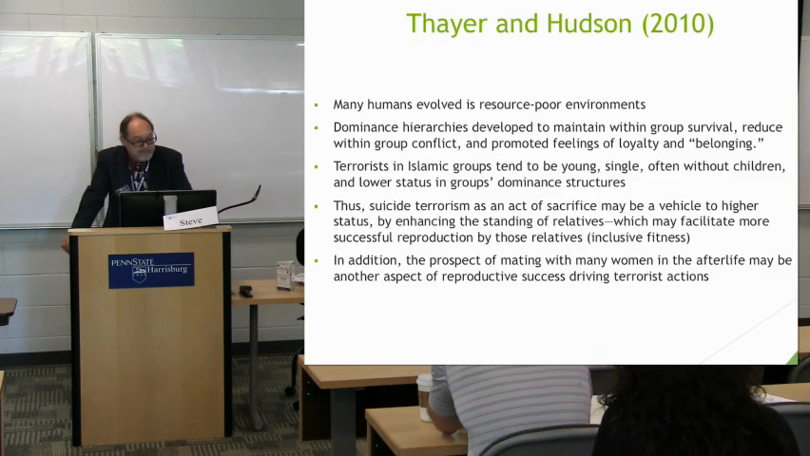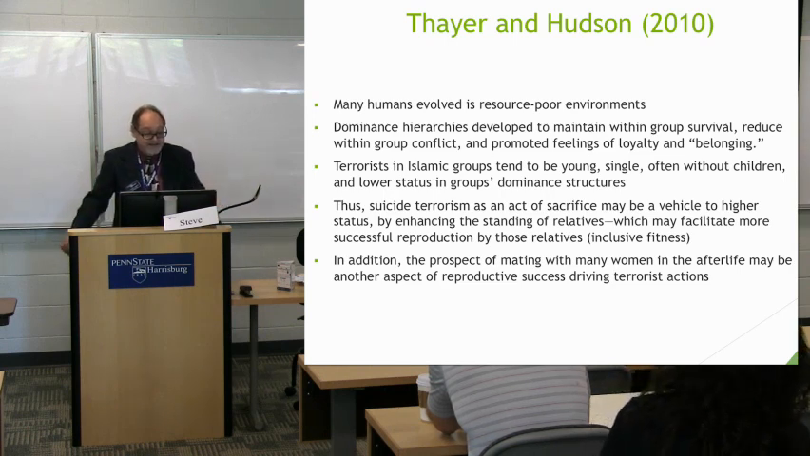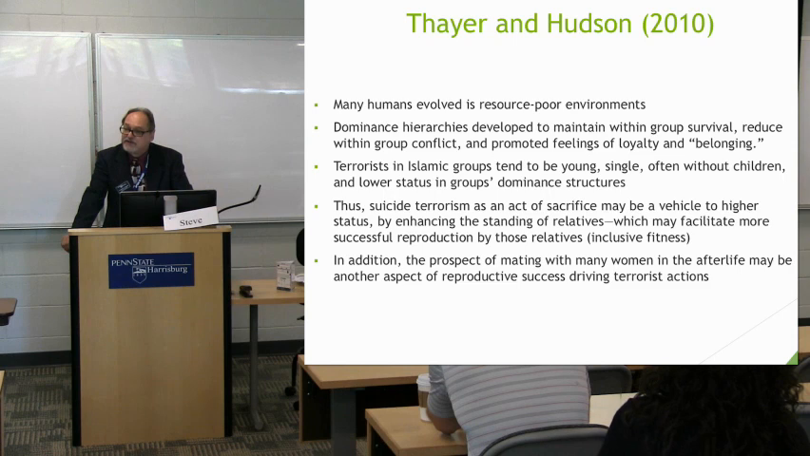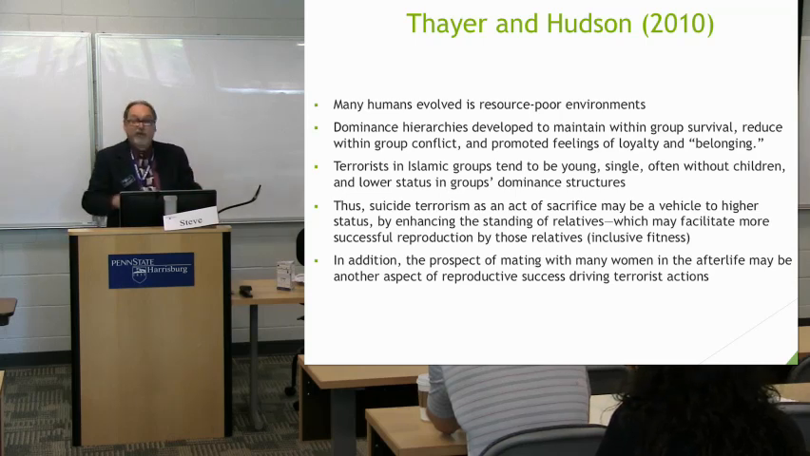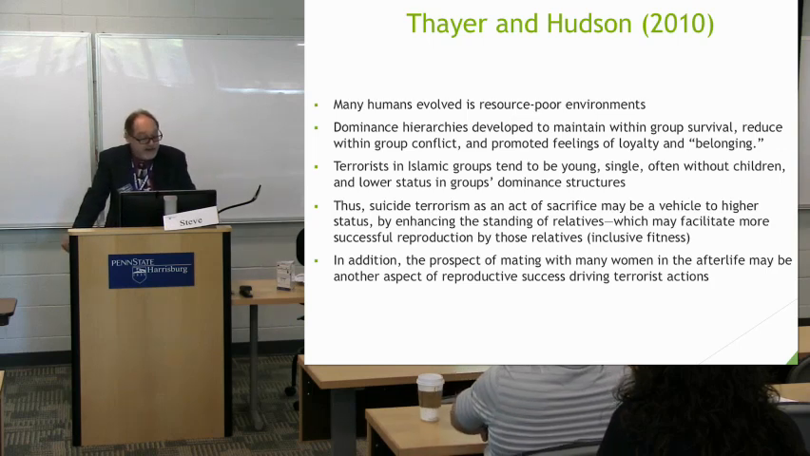Thayer and Hudson, something similar. They have a somewhat different starting point, that humans evolved in resource-poor environments. In order to distribute the goods of life that you need, dominance hierarchies developed. This helped to distribute scarce resources, would maintain as a result group survival, reduce within-group conflict because people would know their place within that hierarchy, and promote feelings of loyalty and belonging.